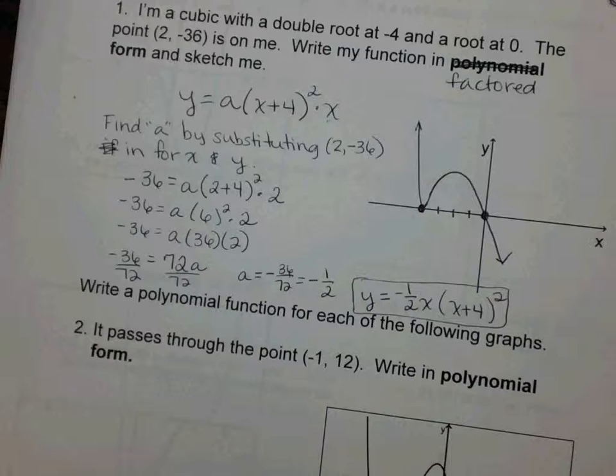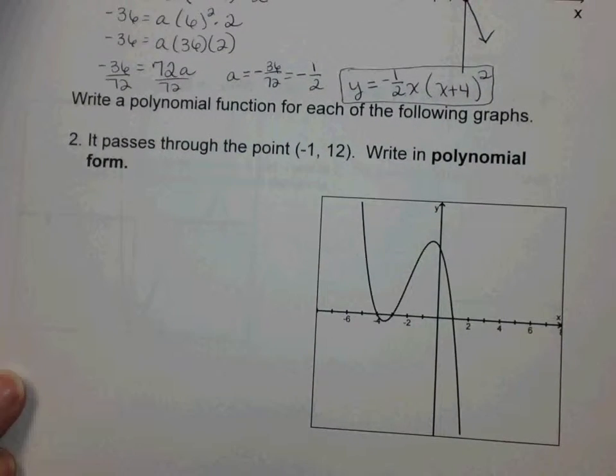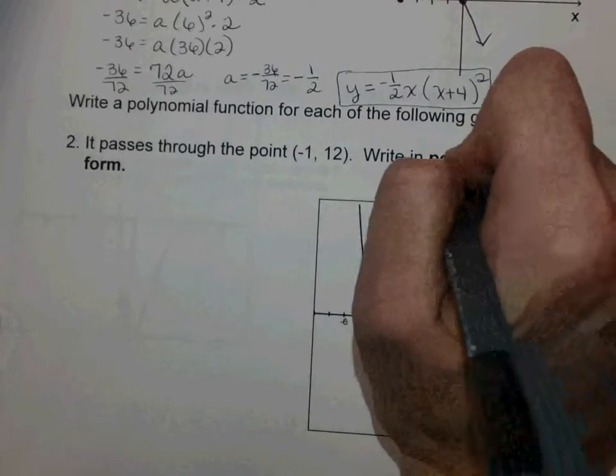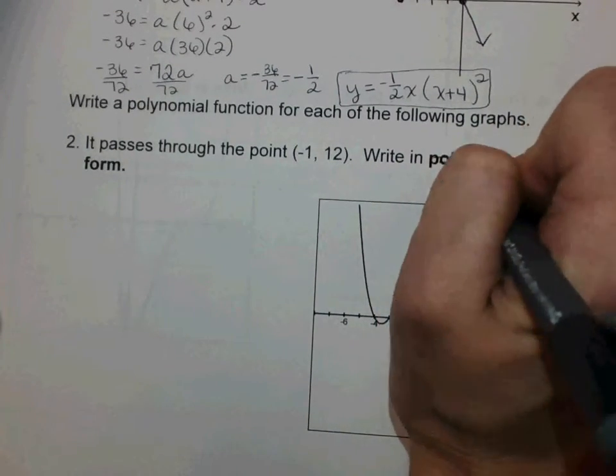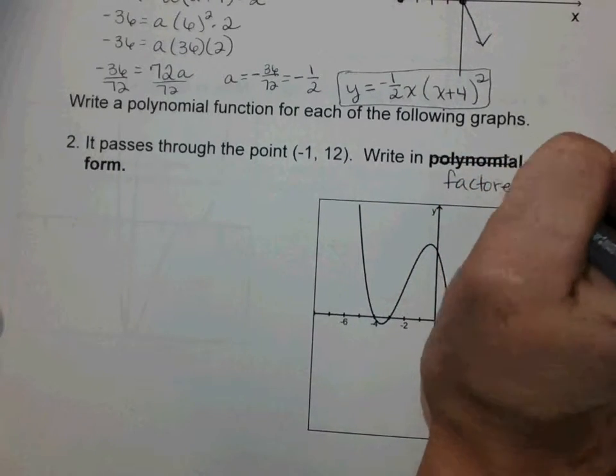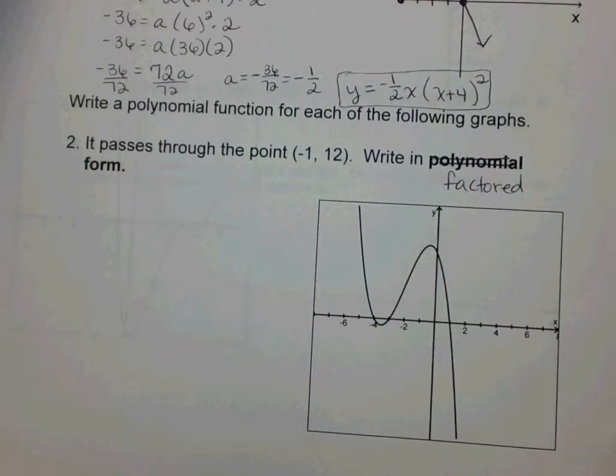Alright, number 2. It gives you the graph, and it says it passes through the point negative 1, 12. Write in polynomial form. Again, we are only going to be writing in factored form. For those of you who are curious, polynomial form would have been multiplying this out. X plus 4 times X plus 4, and then distributing the negative 1/2 X. It's just a lot of work. I don't know what the purpose of it is other than practicing the multiplication.